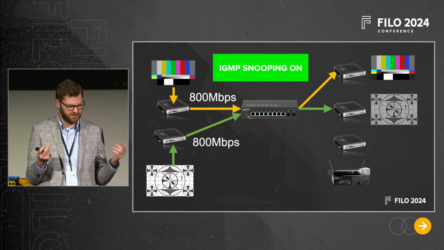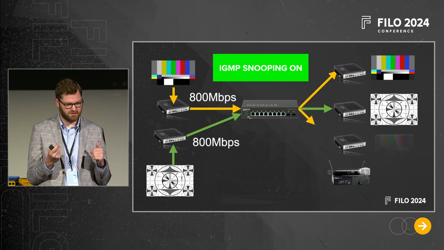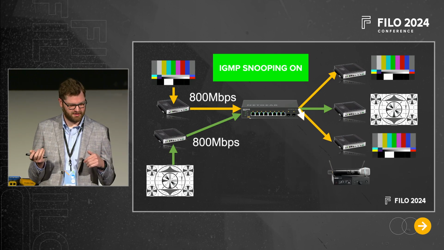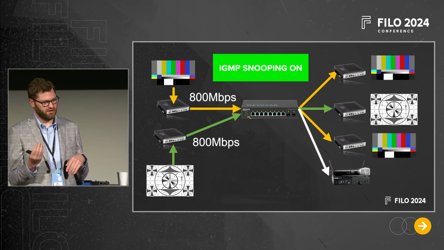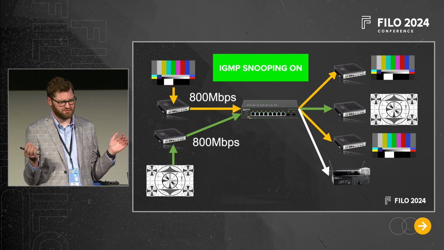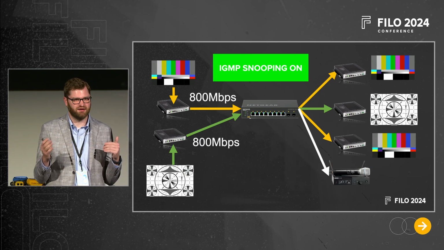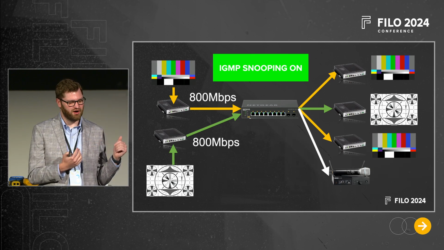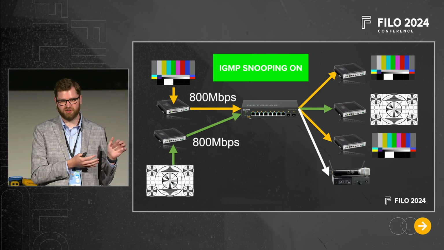And it's going to build a table of what's going where, kind of like that MAC address table, except for multicast addresses. And now this decoder is going to ask for the yellow stream, and it's just going to get that. And it's going to be just fine. It's under the max of that port. The next one is going to ask for the green stream. Great, good to go. Likewise, the wireless mic on your network, it's not going to ask for any of those multicast flows, so it's not going to get anything. So everything is happy, and we're offloading kind of that routing onto the switch.